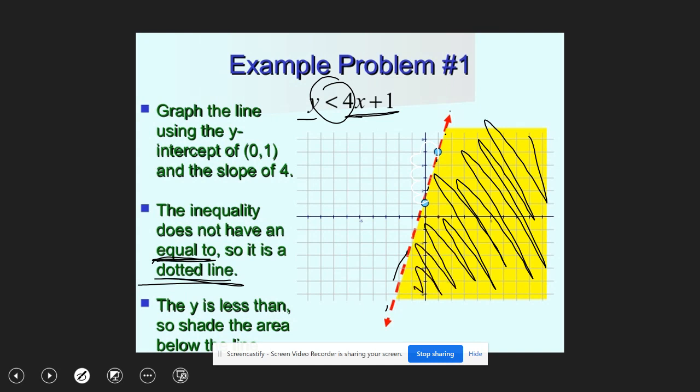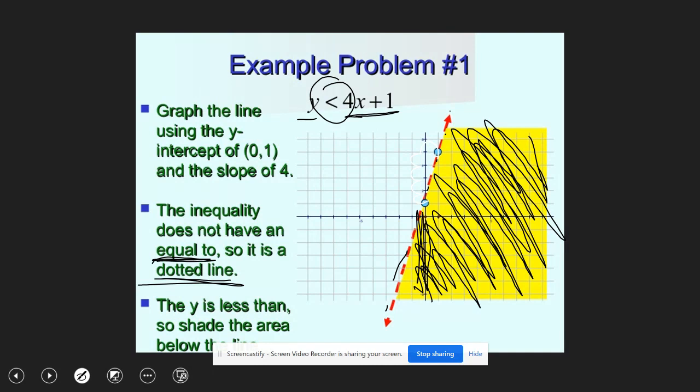Now I know it gets kind of confusing where the line is. So it's either going to be below the line or just somewhere on the side that's smaller. So look, do you see how where I shaded has smaller y values than where I didn't shade? That's because the y value is less than.